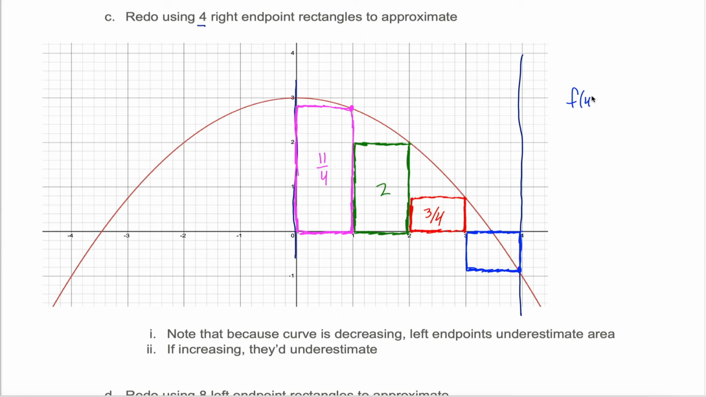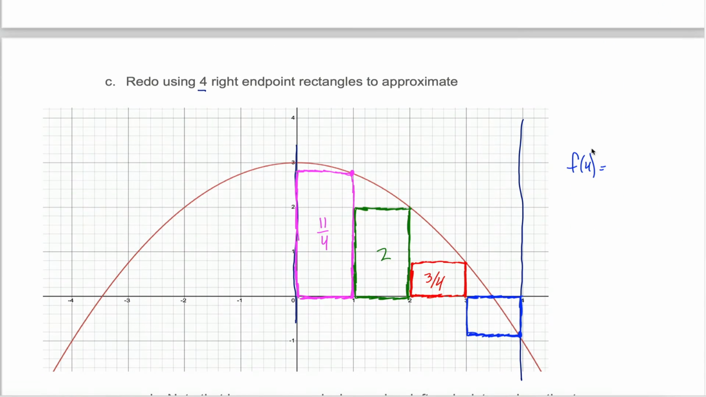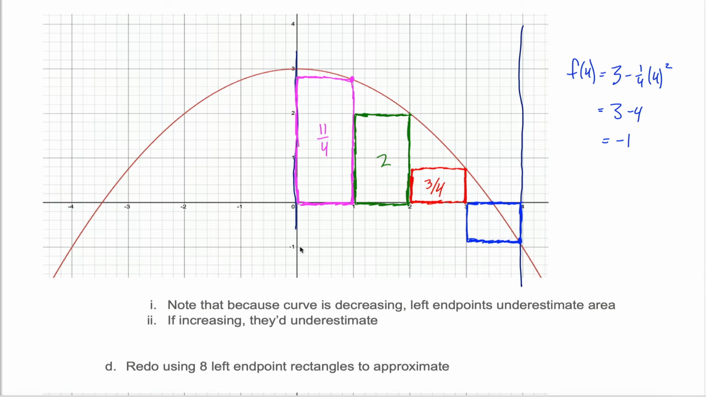Finally, to figure out the height of this blue rectangle, well, the right endpoint is 4, so I need to know what f of 4 is equal to. Remember that f of x is 3 minus 1/4 x squared. So f of 4 is 3 minus 1/4 times 4 squared. Well, 4 squared is 16, and a quarter of 16 is 4. So this is 3 minus 4. This is -1. Oh yeah, that's what it looks like in the picture here. Or at least pretty close, because I don't always draw these super neatly. Maybe now it's better? I don't know. Anyways, the area of this rectangle, it's actually a square, and it has an area of -1.